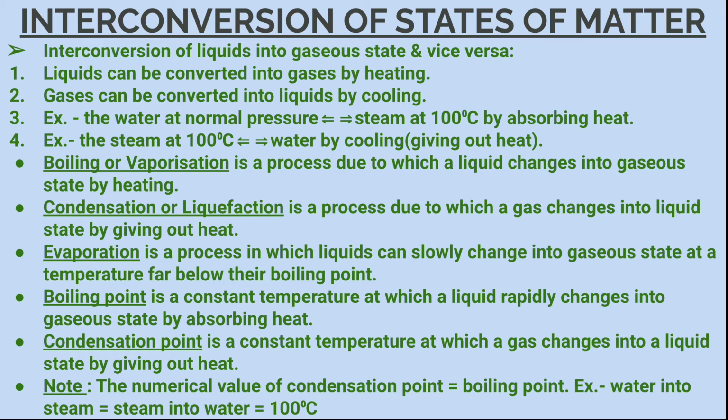Now, the boiling point is the constant temperature at which the liquid rapidly changes into the gaseous state by absorbing heat, and the condensation point is the constant temperature at which the gas changes into a liquid state by giving out heat. There's a note: the numerical value of the condensation point is equal to the boiling point. For example, water changes into steam, that is its boiling point. Water's boiling point is equal to steam's condensation point, that is, steam changes into water, and that is equal to 100 degree centigrade. At this constant temperature, either water changes into steam or steam changes into water.